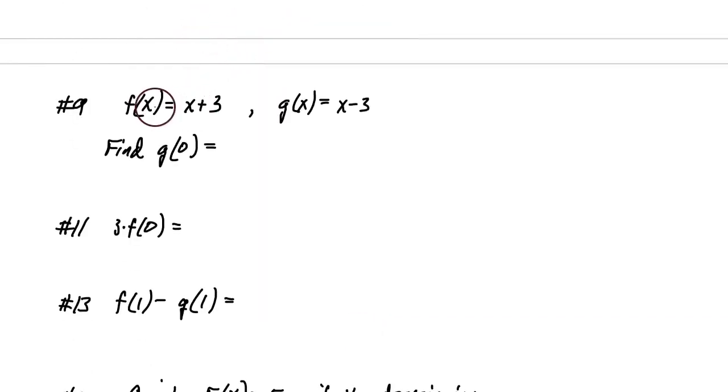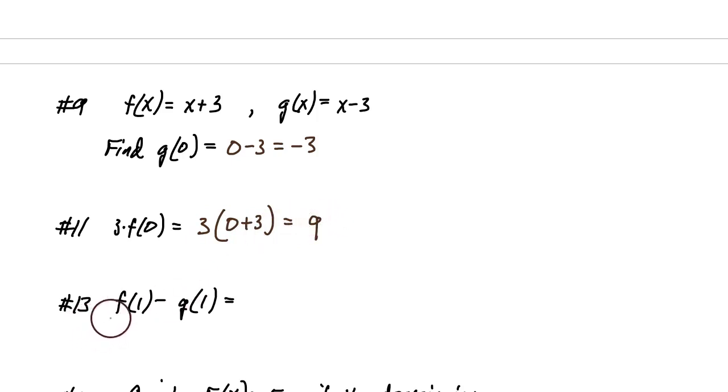Number 9, we have a rule for f and another rule for function g. We're asked to find g of 0. So make sure you're using the correct rule. We want to use this rule over here, not the one for f. So substitute 0 where x is and figure out the result. When x is 0, g equals -3. Number 11, we want to go 3 times f of 0. So this one uses the rule for f. So use this one here, not the one for g. We have 3 times, and then to find f of 0, we're filling in a 0 where the x is. This is 3 times 3, which is 9.